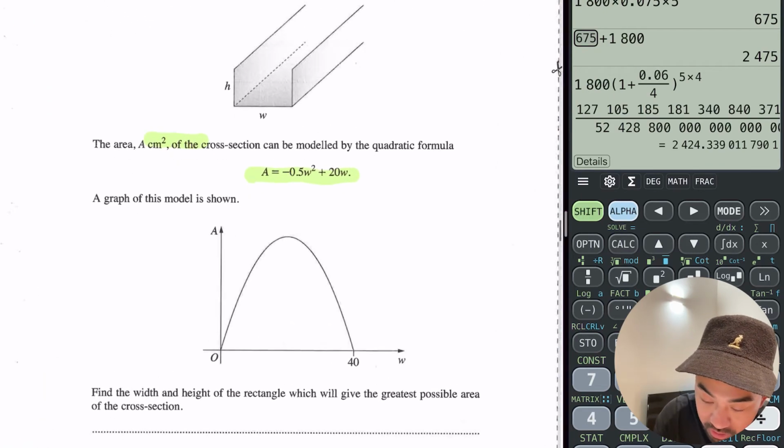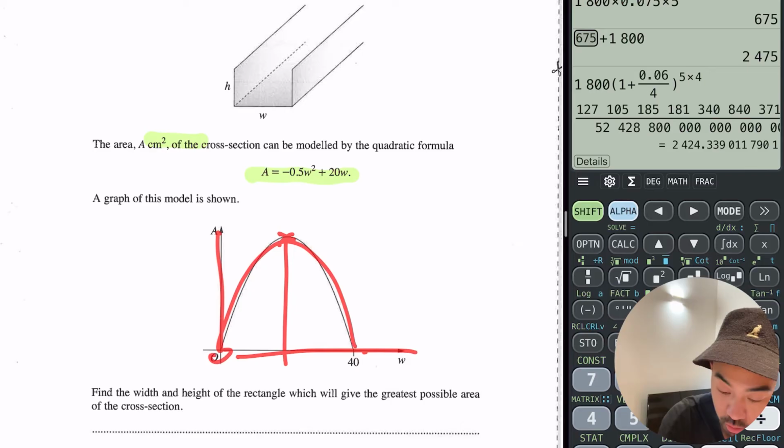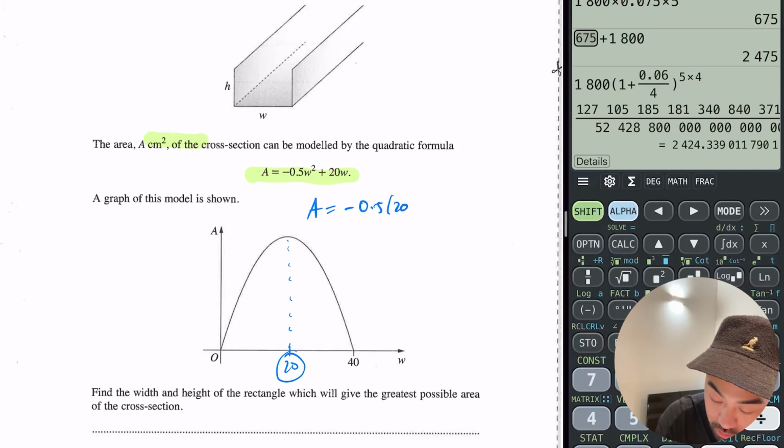Okay, so they've graphed the area and the width. So obviously the max is going to be halfway between 0 and 40, which is going to be 20. So when the width is 20, that gives us the maximum area. So when the width is 20, what's the area? It's minus 0.5 times 20 squared plus 20 times 20. All right, so pop that in the calc.